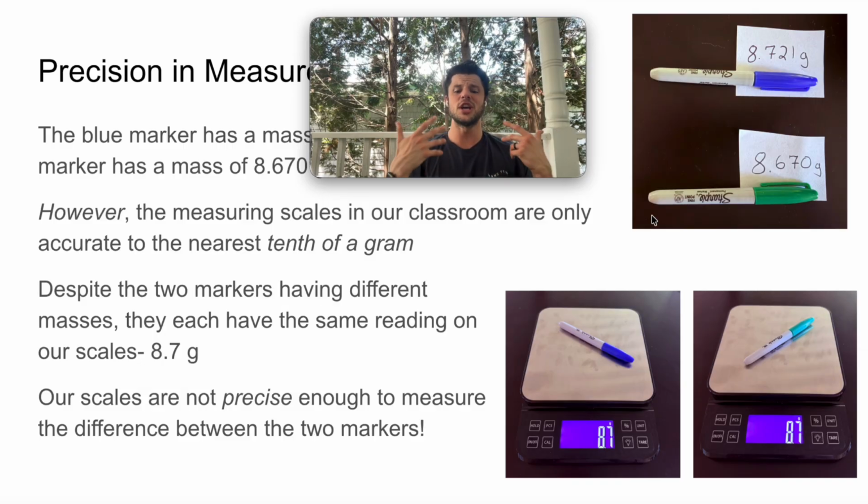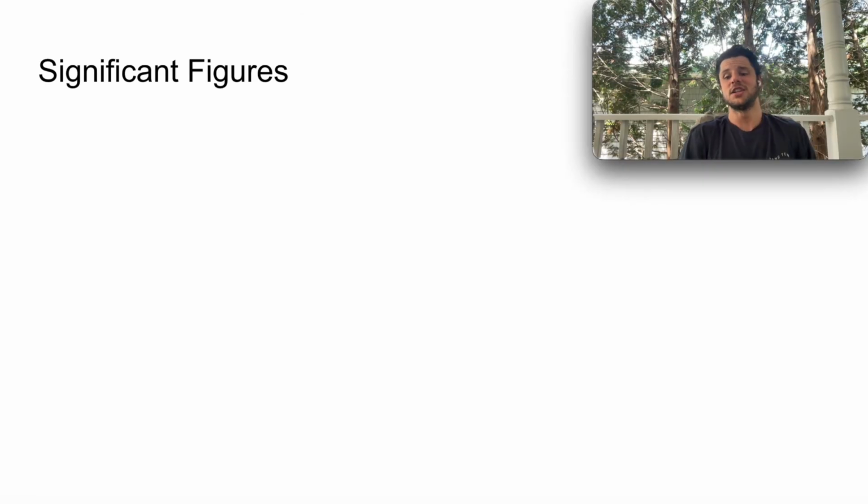And that's why precision is important. So let's talk about how we're going to communicate this precision in a number. So in science, it's important to communicate precision in our numbers. This is a little bit different than math, right?